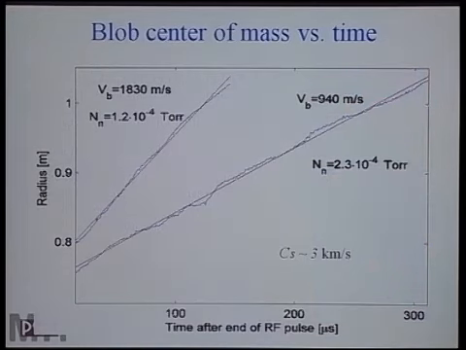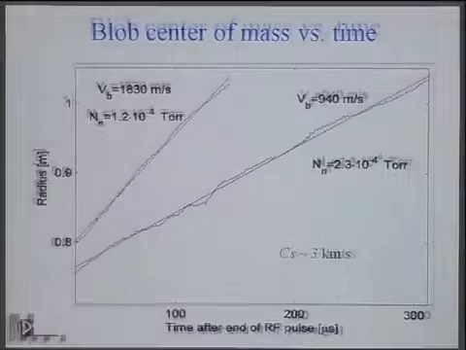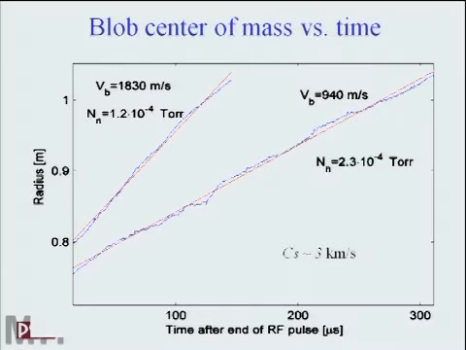But then we had one shot where we did something wrong with the gas valve, and there was much more pressure in there than we normally use. And then we realized, oh my God, this blob is actually moving way slower now. So there's a very strong dependence of the blob speed on the neutral density. Here you see we double the density, and the blob is now moving at about half the speed.